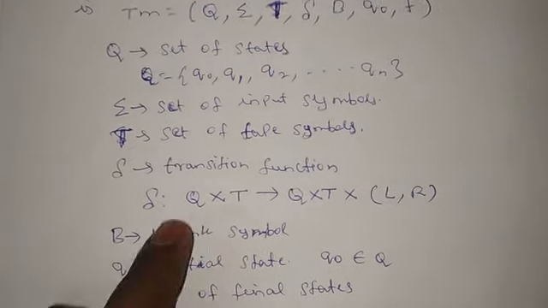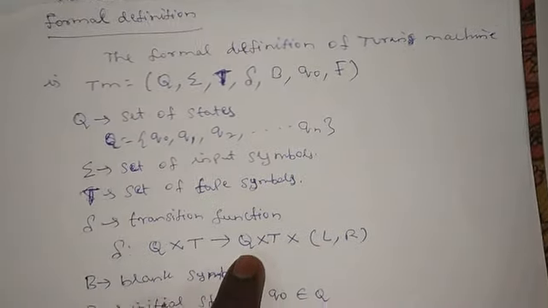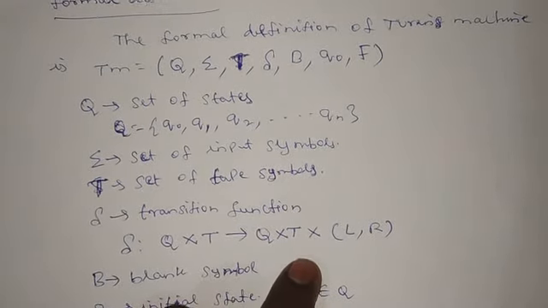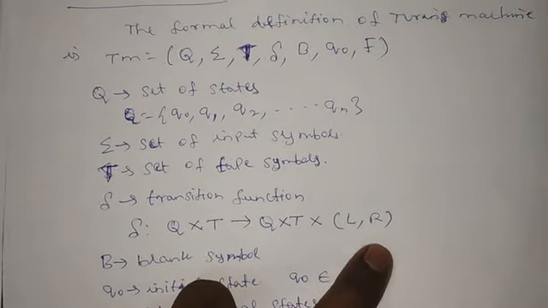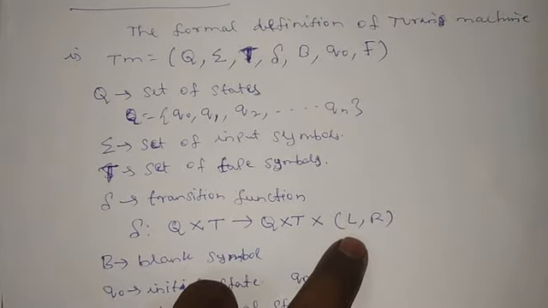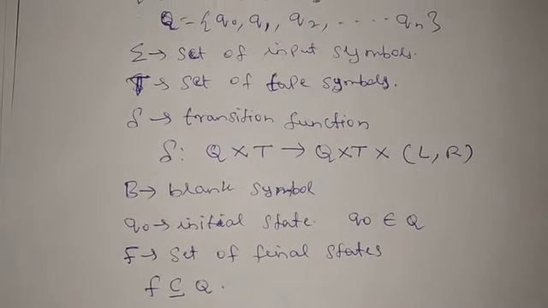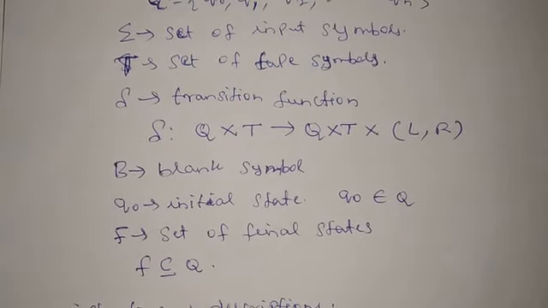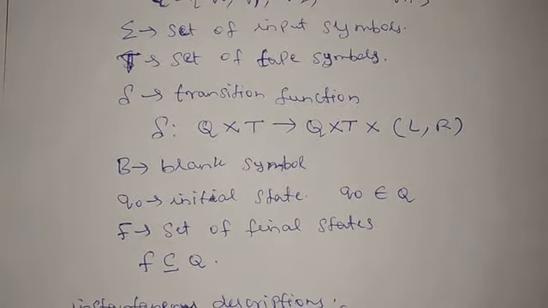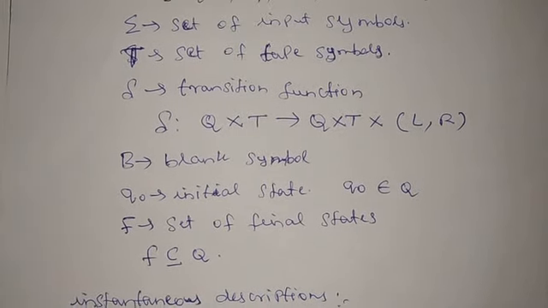So when a state in Q reads a tape symbol, it moves to another state, writes another tape symbol, and you can move the head in the left or right direction. L denotes left and R denotes right. B is called the blank symbol. The blank symbol is used to flank the input string on the left and right side, which acts as a delimiter for the string.